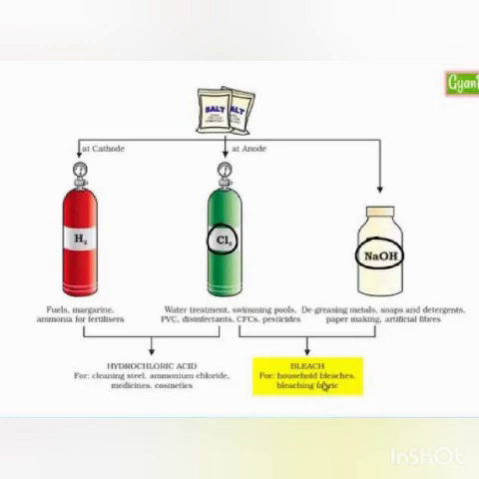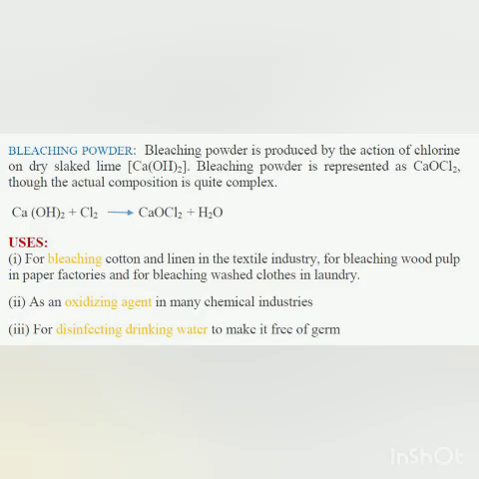Now students, the chlorine gas is generally used in the manufacture of bleaching powder. You can see in the picture the important products of the chlor-alkali process. Bleaching powder. I think all of you are aware of bleaching powder. What is bleaching powder? Children, bleaching powder is produced by the action of chlorine gas, which is produced in the chlor-alkali process, when it acts on slaked lime or calcium hydroxide.